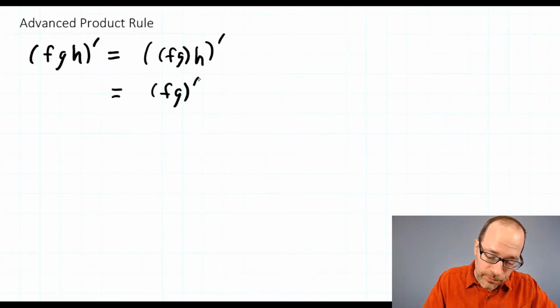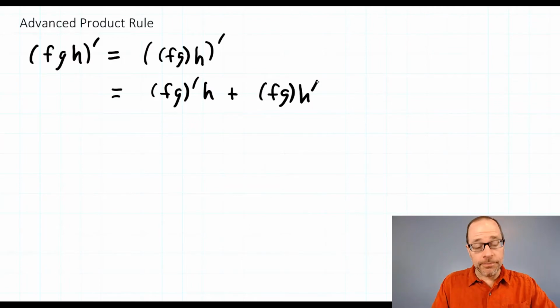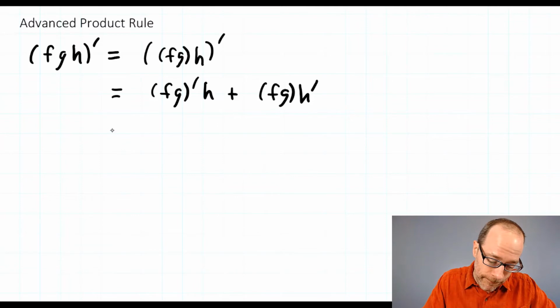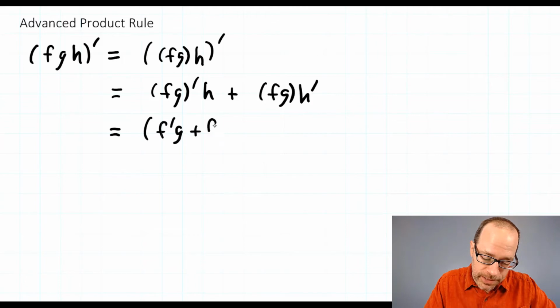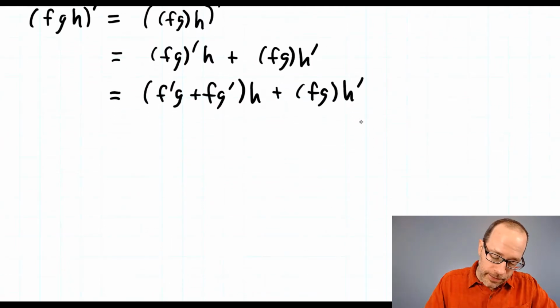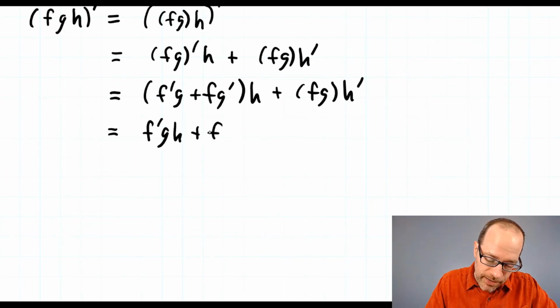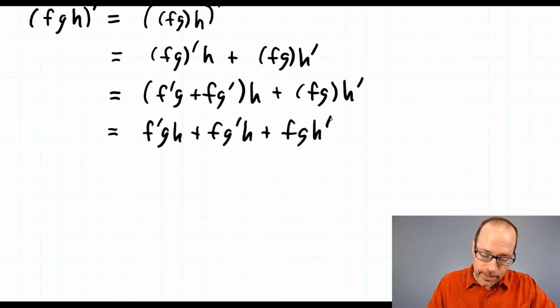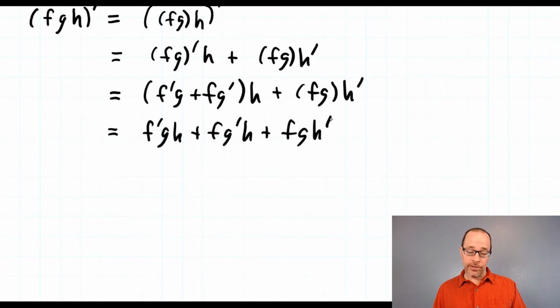You do the derivative of the first, leave the second alone, and then leave the first alone and do the derivative of the second. But we're not done. We still have this first derivative to evaluate, and that is exactly the product rule. So it's f prime g plus fg prime, and then we just recopy everything else. And then just expand everything out, so you get f prime g h plus fg prime h plus fg h prime. And that tells you how to do the derivative of three functions.